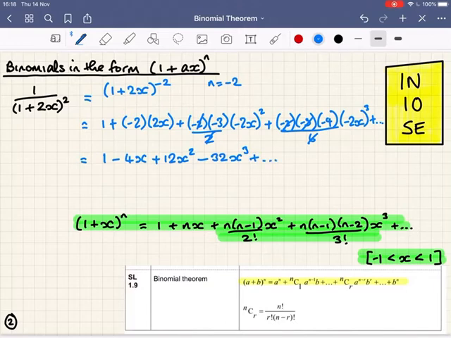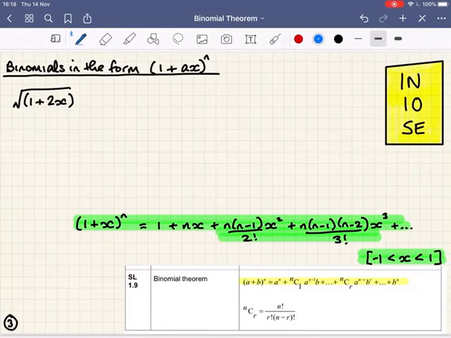So there we go. There's a nice generalized form using the binomial for (1 plus 2x) to the -2. Very straightforward, a nice simple generalized formula to remember. You might see something written using root notation, so root all of 1 plus 2x. Don't forget that this can be written as (1 plus 2x) to the power of a fraction, which is a half. So it's just worth a reminder there.